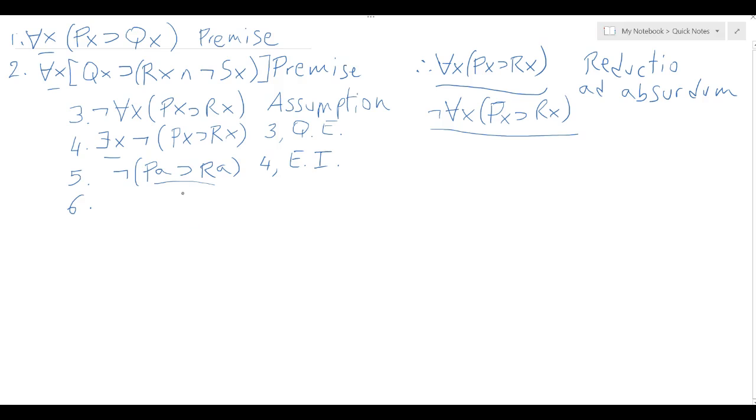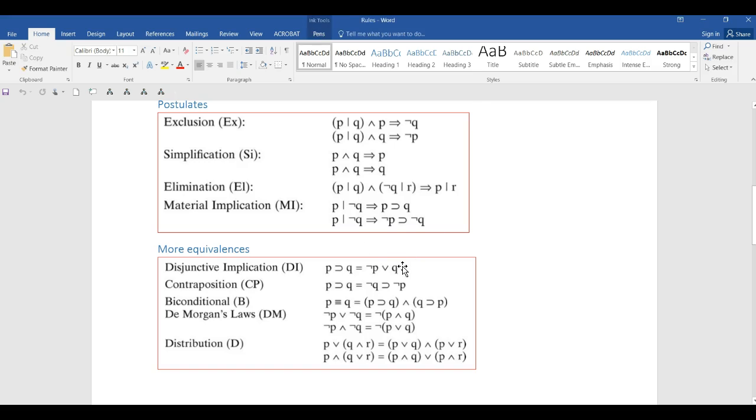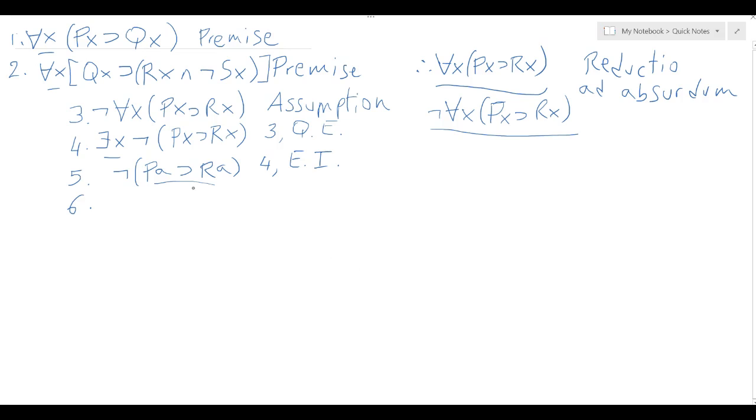And so whenever you have a conditional, you can rephrase the conditional. Look at disjunctive implication here. You can rephrase the conditional as a disjunction of the negation of the antecedent and the consequent. So anything of the form if P then Q can be rewritten as either not P or Q. So in our proof, we can rewrite if PA then RA as either not PA or RA.